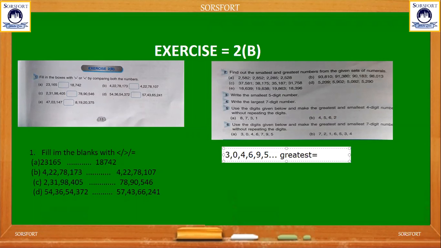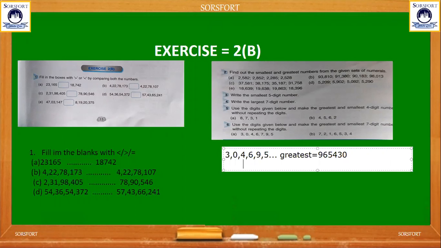For the greatest, what do I need to do? Simply, I have to arrange in big to small. So let's start. 9, 6, 5, 4, 3, 0. Is any number missing? No. This is my greatest. Now come to the next one.